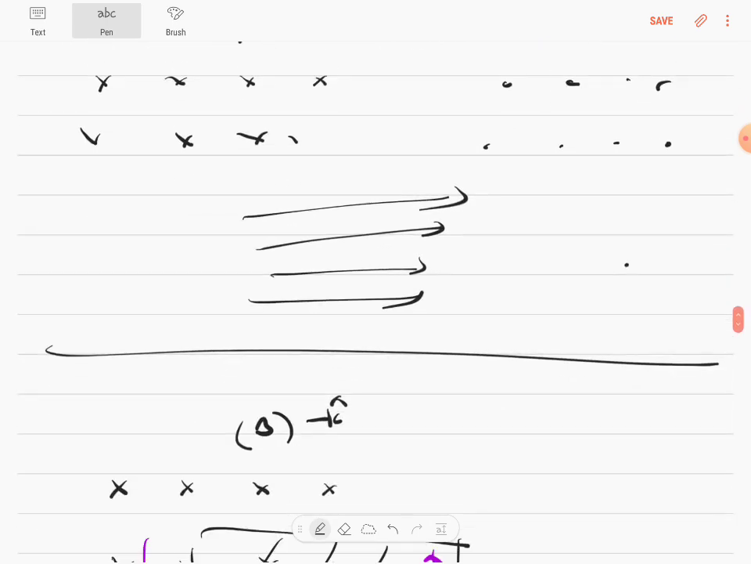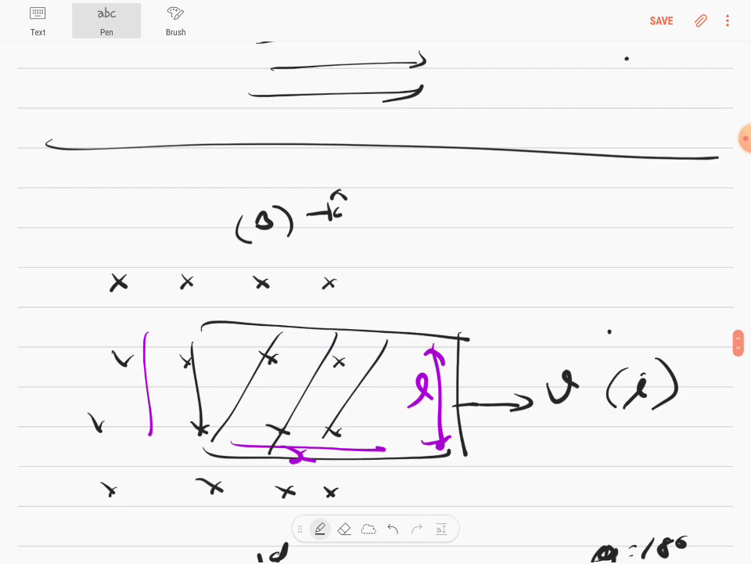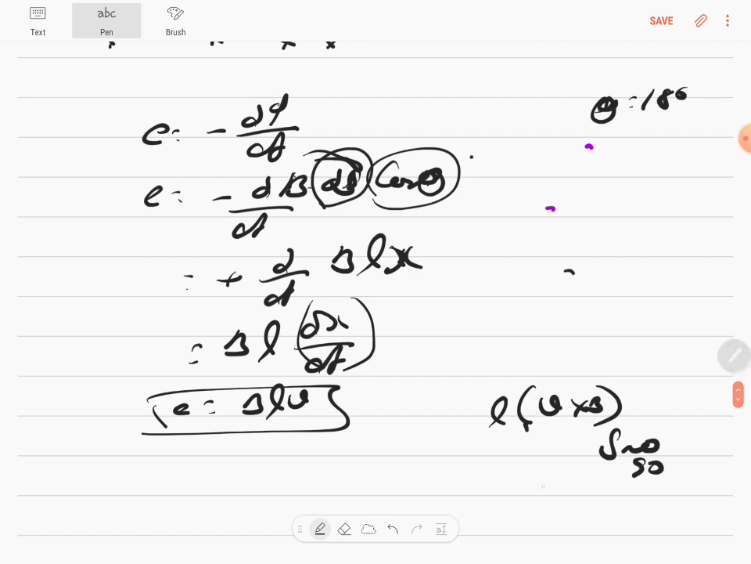The velocity and the magnetic field are perpendicular. The velocity is along i direction. Magnetic field is along minus z or minus k. So therefore the angle between them is 90. So it's L dot v cross b in vector form.